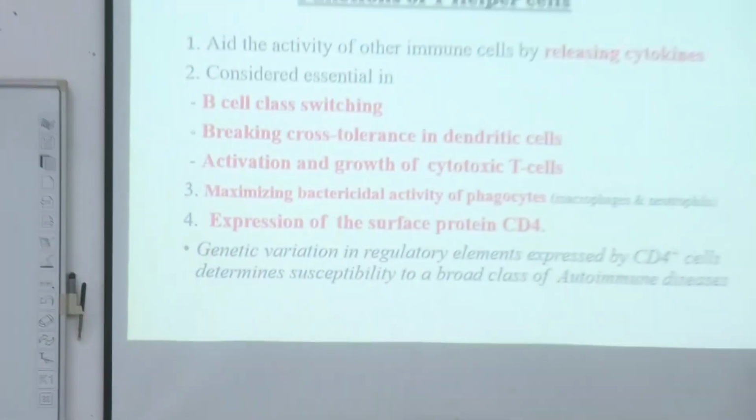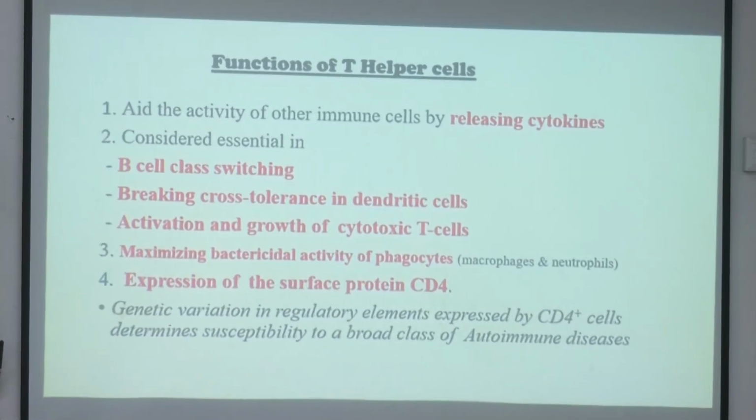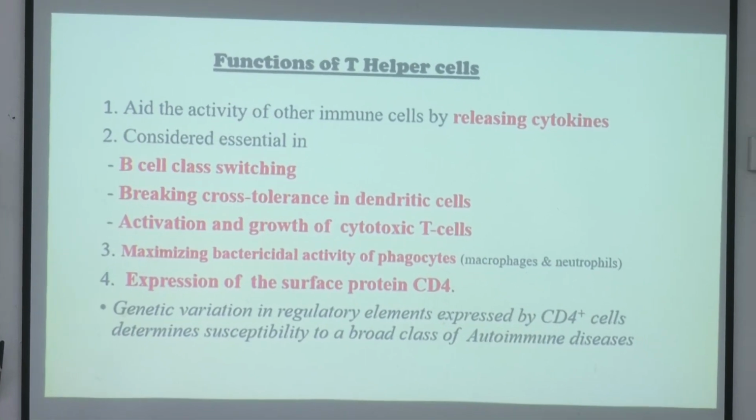What are the functions of T helper cell? These T helper cells are basically releasing cytokines. They are essential for B cell class switching, breaking cross tolerance in dendritic cells, activation and growth of cytotoxic T cells, maximizing bactericidal activity of phagocytes as I showed you, and expression of the surface protein CD4. Note these points down, which are not available in your book.